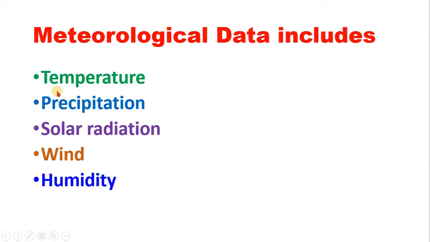We will learn how to download TRMM Precipitation in NetCDF format and extract it in SWAT format. Meteorological data includes temperature, precipitation, solar radiation, wind, humidity. We will download precipitation data.